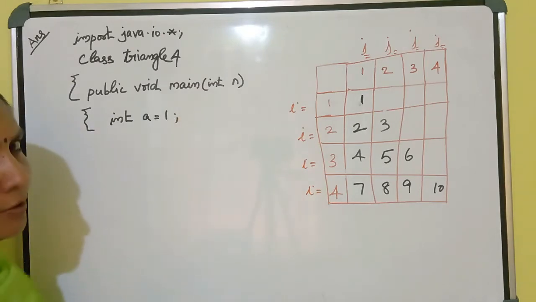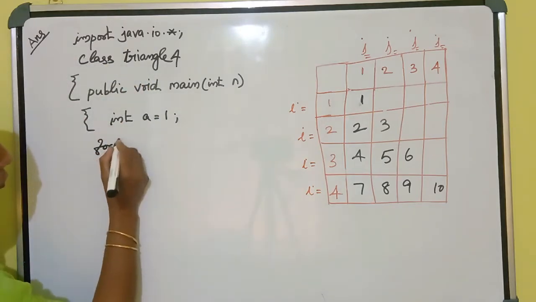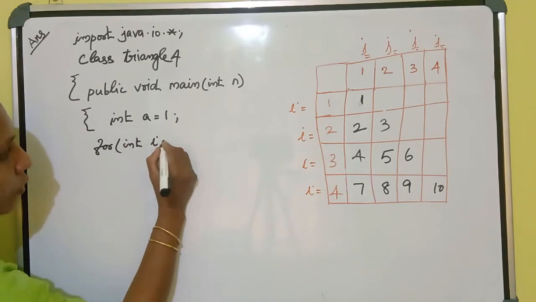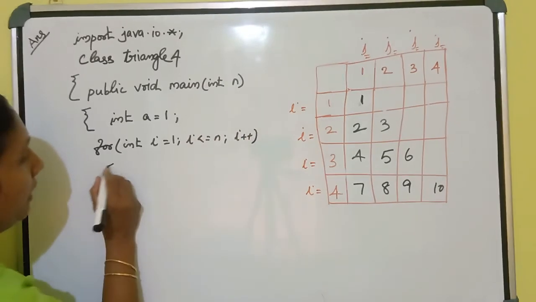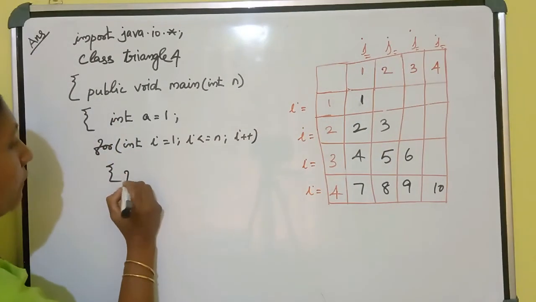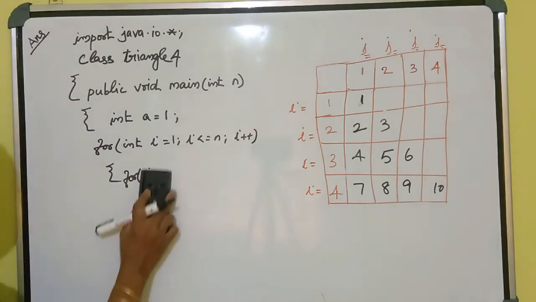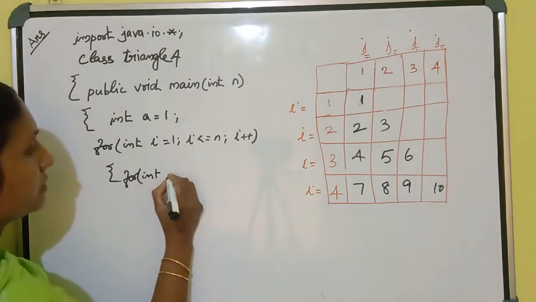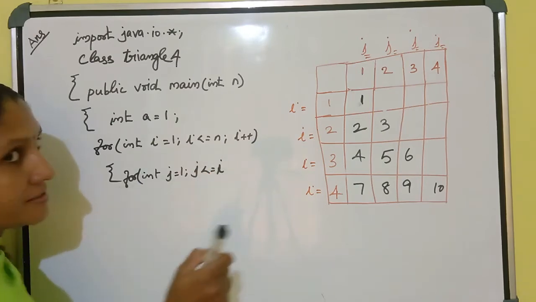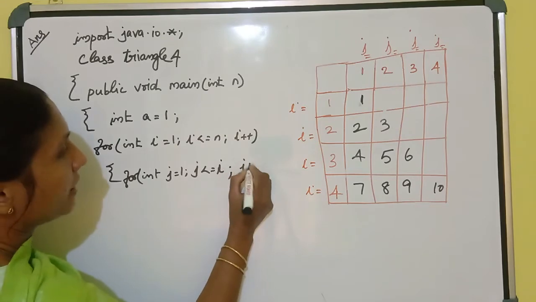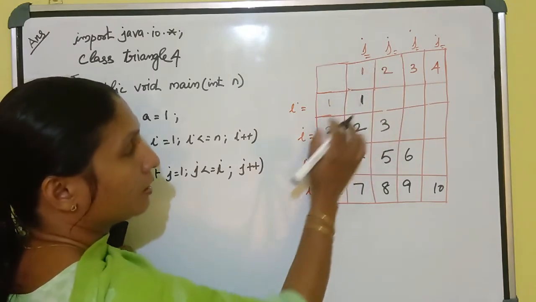Then, to create the triangle pattern we need two loops. What are they? First one, for int i equal to 1, i less than or equal to n, i plus plus, to represent the row loop. This is simple. And to represent the columns we need one more loop: for int j equal to 1, j less than or equal to i, because this is a triangle shape. Then j plus plus.